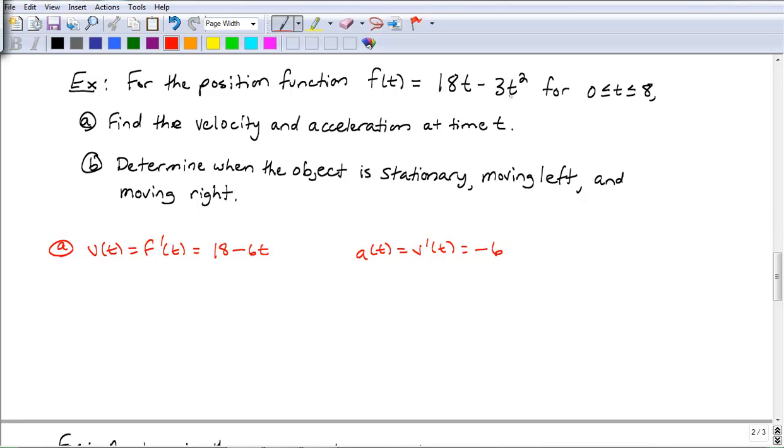Now, they didn't give me units here, so I can't put units down on my acceleration or velocity. Notice that negative 6 is the second derivative of position.